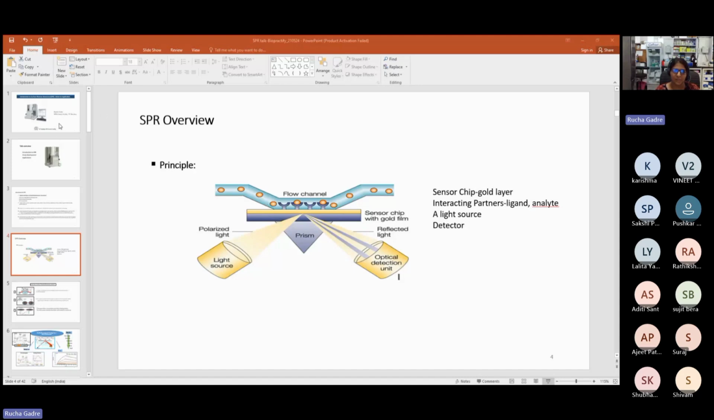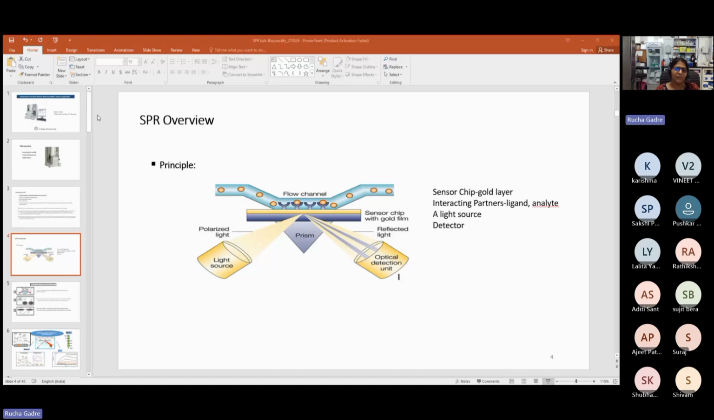First is association. In association, after immobilization, the analytes are flown and they bind. This phase is called the association phase. After association, the buffer is flown and the analyte comes off. This phase is called dissociation. So these are two major events, that is association and dissociation.